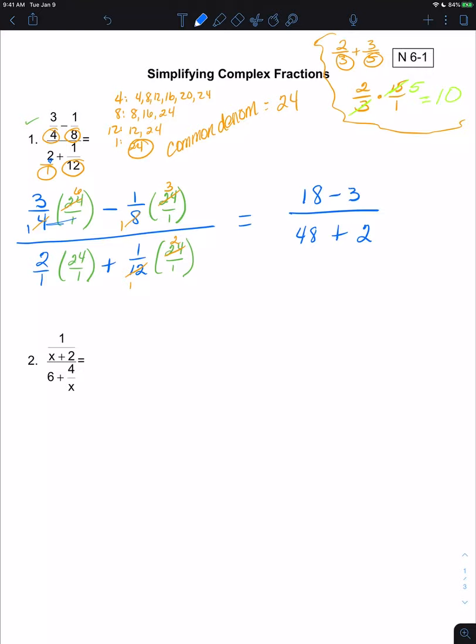So same exact spot here. This became the 18, this became the 3, the bottom first one became the 48, and this became the 2. Now we're just going to do our addition and subtraction on our numerators and denominators. So 18 minus 3 is 15, and 48 plus 2 is 50. And remember, you always want to reduce that. So 15 over 50 is reduced by 5, and that gives us 3 over 10.